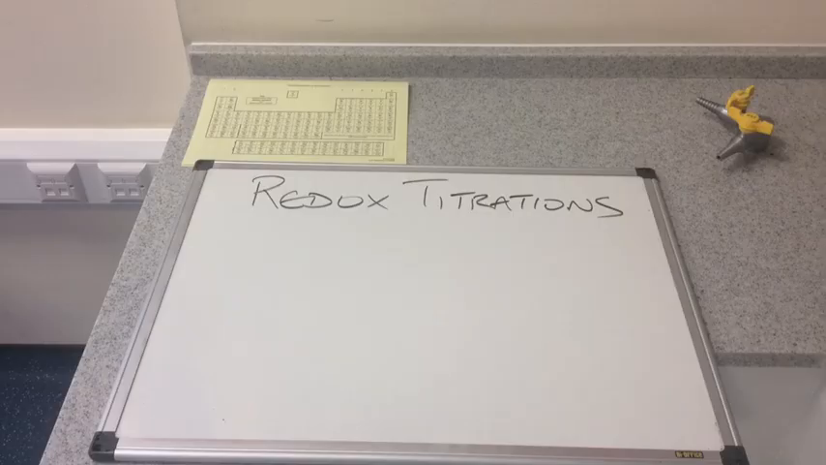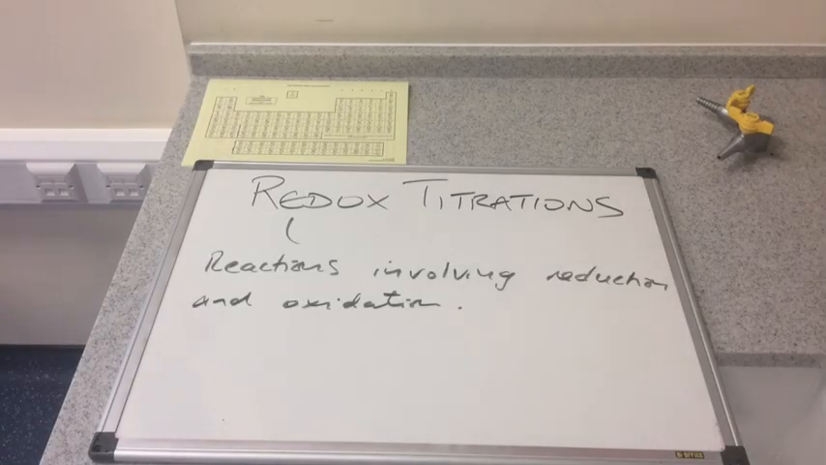Just like in an acid-base titration, we would use an indicator to tell us when all of the acid or base has been neutralised. What we're going to do in redox titrations is use the colour change to tell us when all of a particular transition metal ion has been reacted. And just a reminder of why these are known as redox titrations: the reactions that we're going to look at involve reduction and oxidation processes.